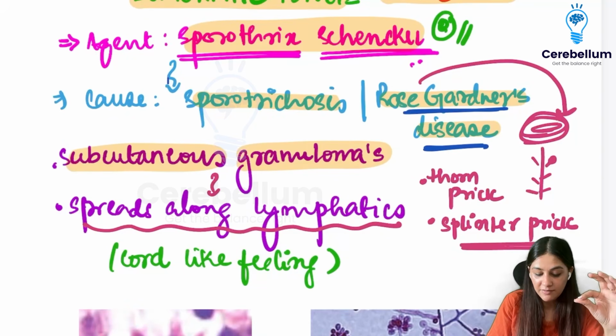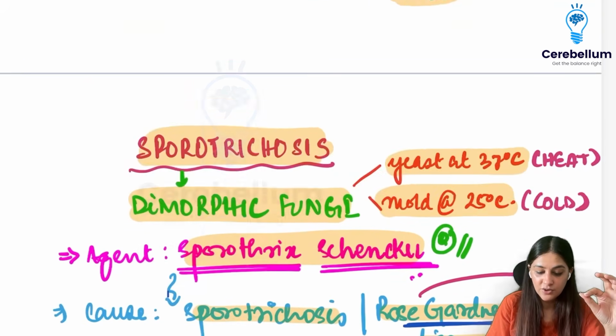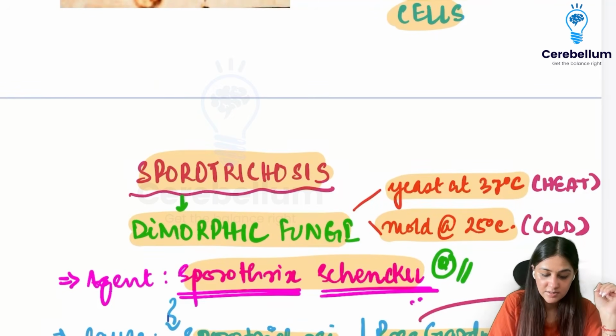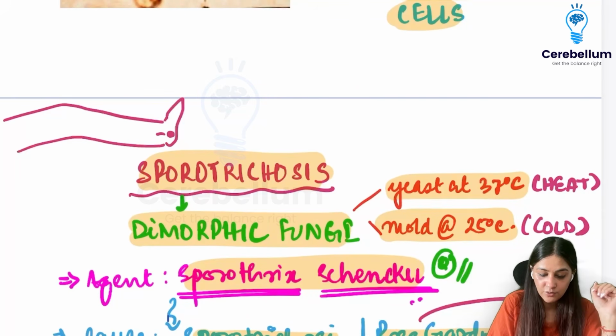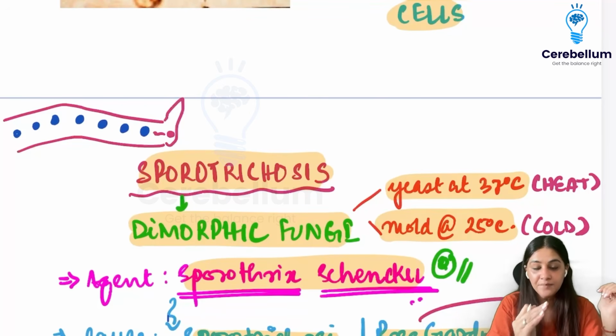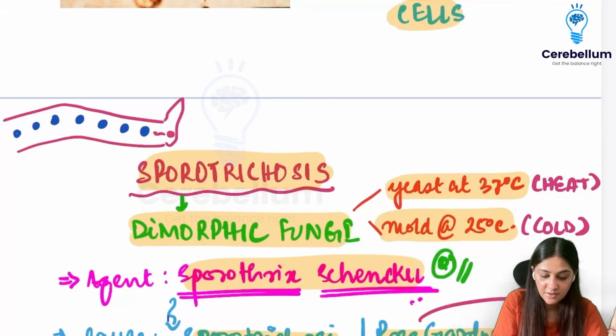And the person will have a very cord-like feeling. So I'll just draw a picture for you that suppose this is the leg of a person, right? So this is the leg of a person who got infected here. Now, what is going to happen? This fungus is going to move all along the lymphatics, and it is going to produce these round colored granulomas or subcutaneous granulomas, but all in a kind of a line, because wherever the lymphatic drainage is taking place, this fungus is moving and forming granulomas all along.